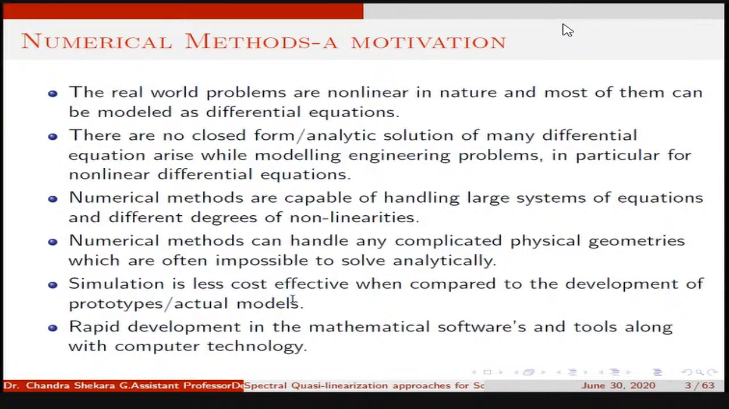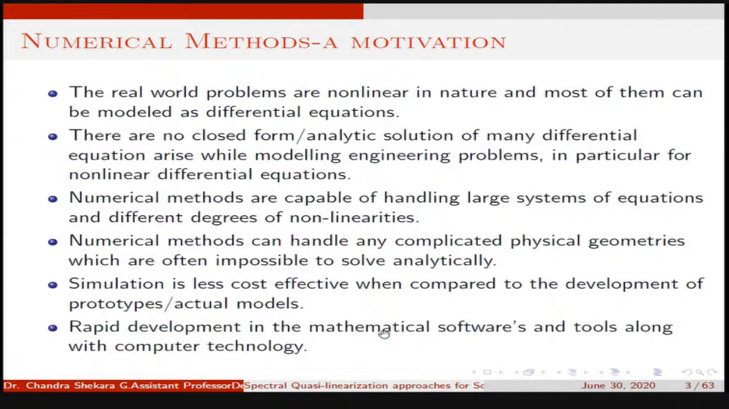And the other very important point why one has to learn numerical methods is that there is a rapid development in mathematical softwares and tools. Also, parallel computing now exists, the speed of computers has increased, and the storage capacity of computers has increased. Because of this, one has to know the numerical methods and numerical programming by using some mathematical software or tool. There are plenty of softwares available.